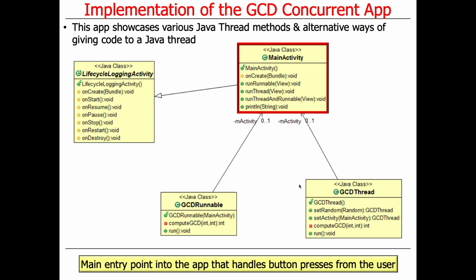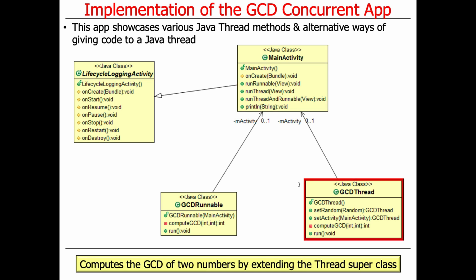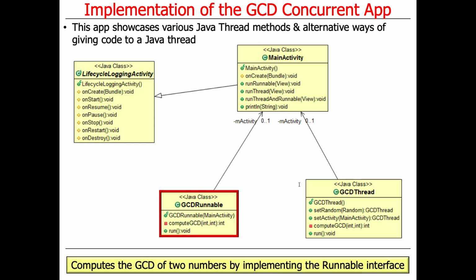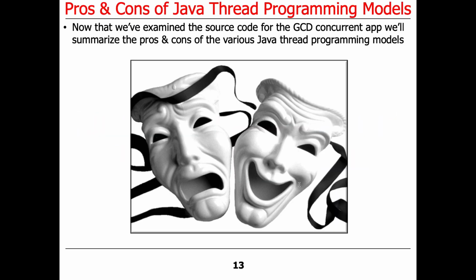The driver program here is called main activity. Whenever you see the word activity, it probably means it's an Android thing, because activities are the primary user-facing classes that Android provides. And then we're going to have two different implementations of our logic. One is going to be called GCD thread, and it's going to extend the thread superclass. And the other is the GCD Runnable, and that's going to implement the Runnable interface. So those will be the two primary ways we're going to do this.